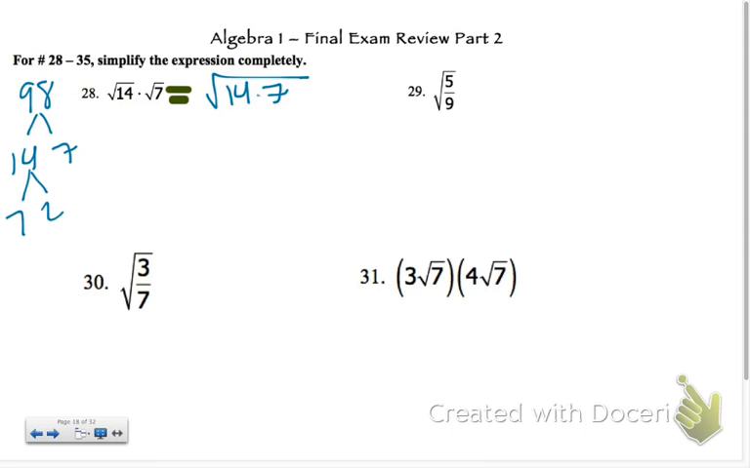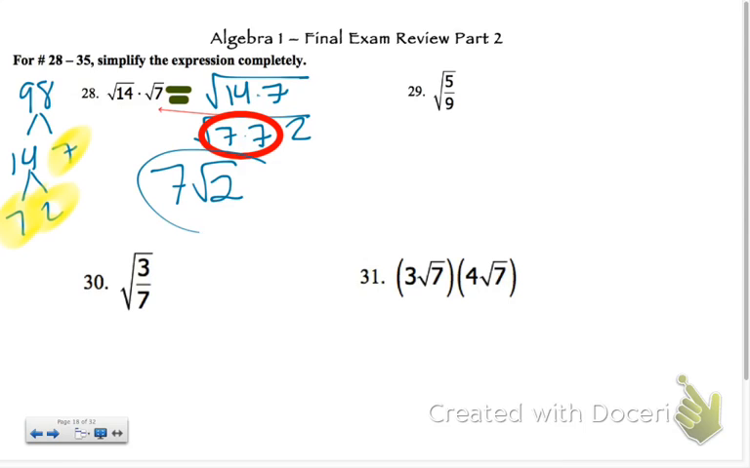Alright, so now I've got my 3 factors there. So this is equal to the square root of 7 times 7 times 2. And there is a pair of 7's here. So that means I take out 1 7 for every pair under the square root, and that gives me 7 root 2. Done.